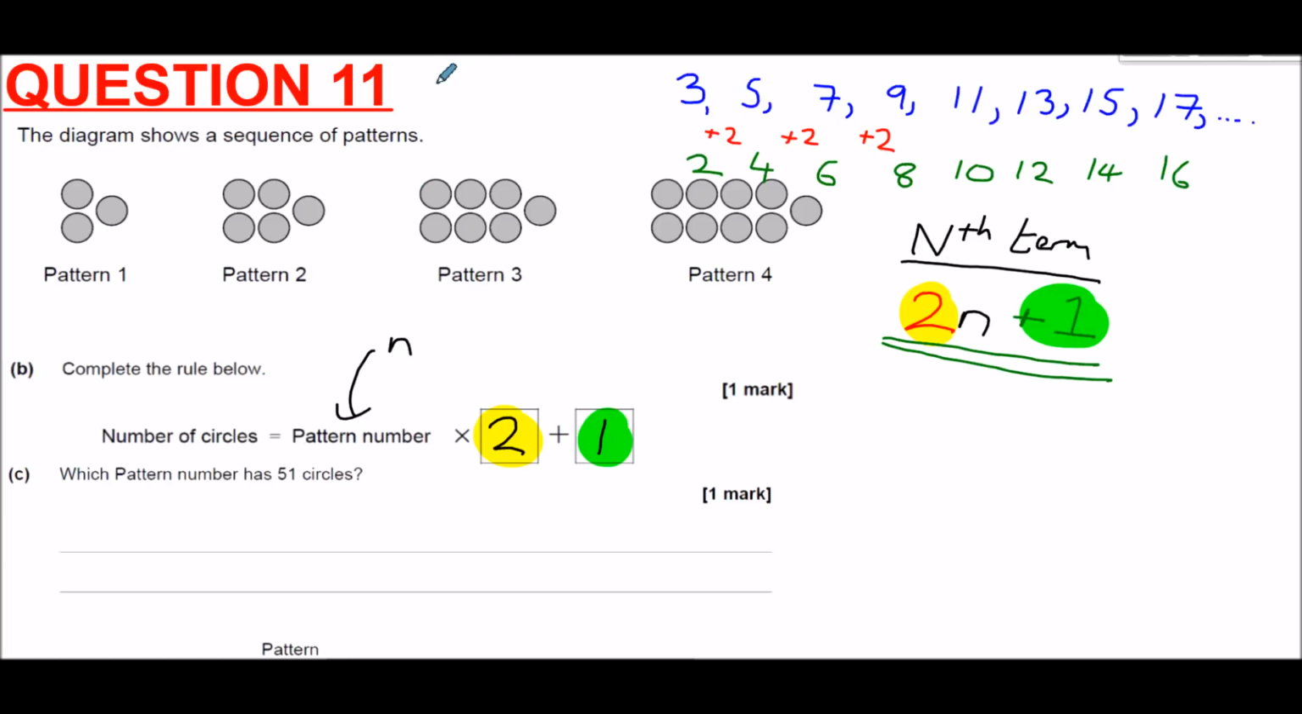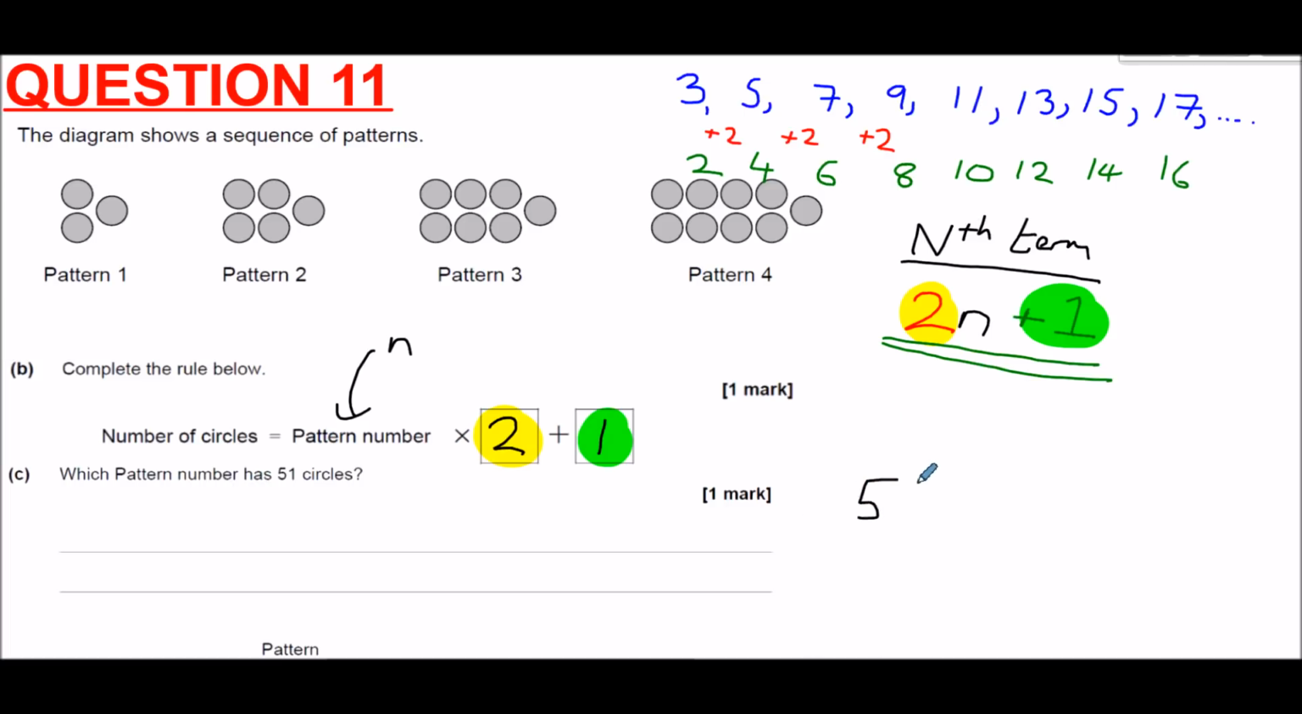In part C, which pattern number has 51 circles? And so we can use this formula for part B to help us. So I'm just going to call the number of circles, let's see, we're saying is 51.